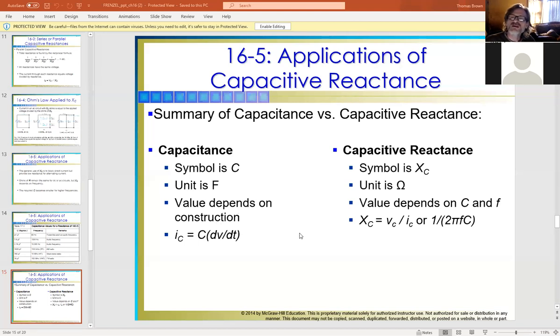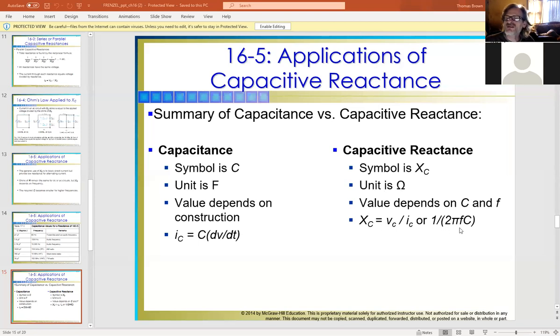Then we look at the other side of the coin. What do we see here for capacitive reactance? Well, our new symbol is X sub C. The unit that we use for this is ohms, and the value depends very much upon the values of C and f in that equation. And Ohm's law still applies, and what X sub C is equal to.